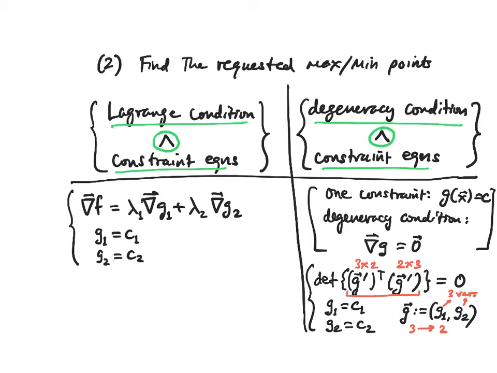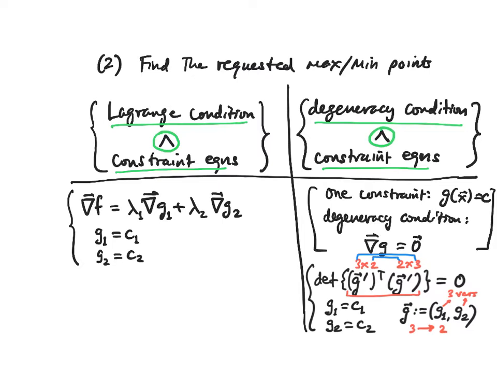So when you take the product, first of all, it's well defined because the 2's match up, and then the size of the product is 3 by 3. So you're taking the determinant of that 3 by 3 matrix and setting it equal to 0. That's a very general way of stating the condition. There's a more specific way that's also very useful in practice, which I'll get to in a few minutes. Okay, let's take a look at the Lagrange condition first.